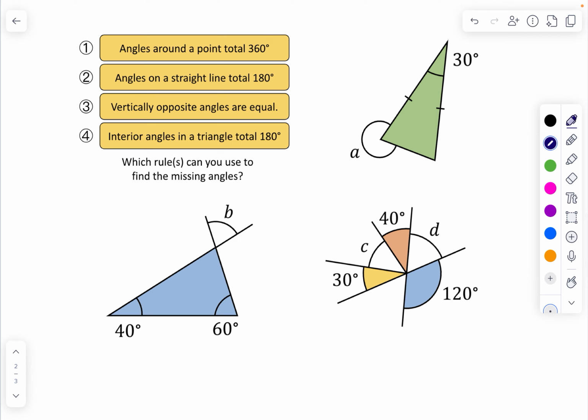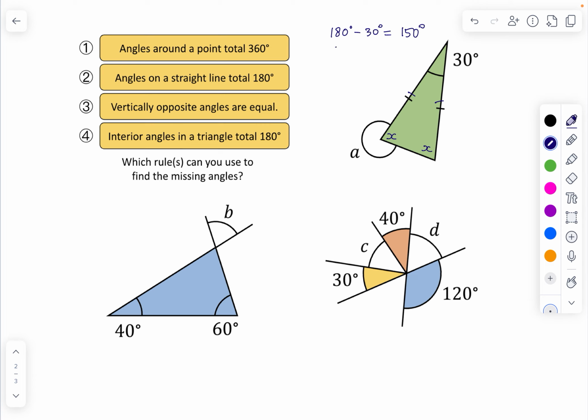Angle A is actually outside of the triangle. We see that the green triangle is also an isosceles triangle. Therefore, we know that this angle here at the bottom and the other angle on the left-hand side at the bottom will also be equal. So we will call it x in this case. Similar to what we have just done, we can just take away 30 from 180.